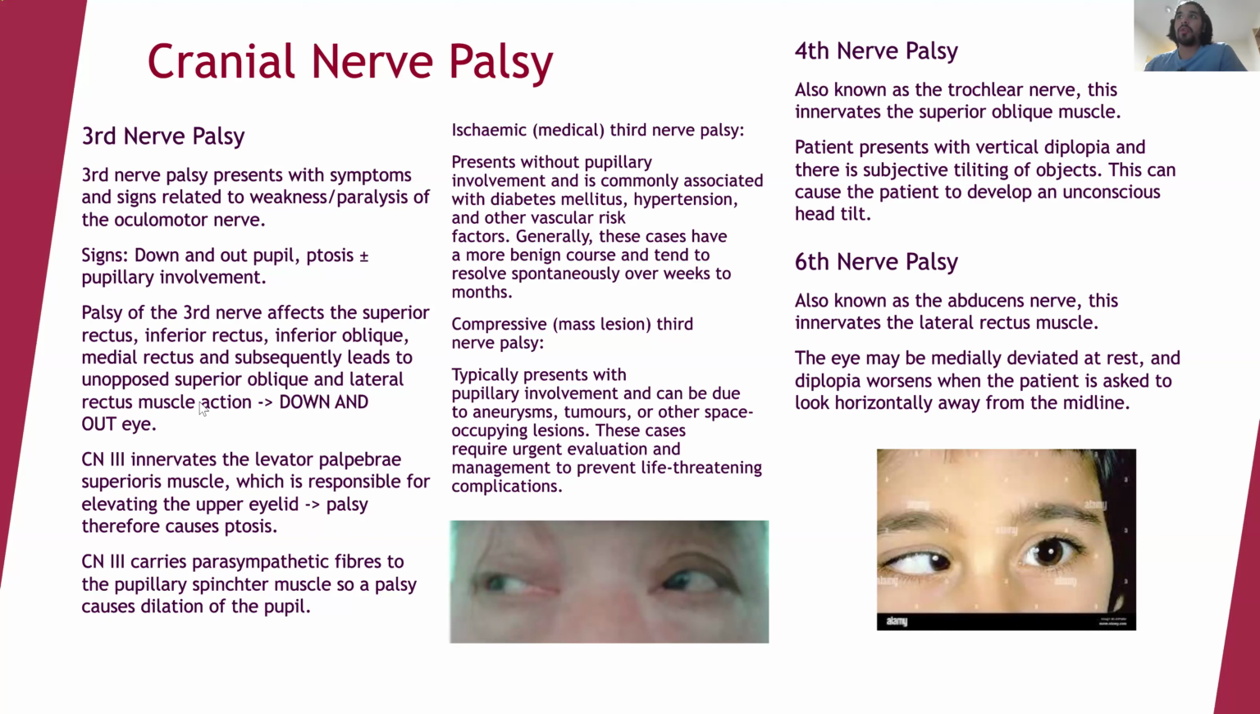Basically, if the oculomotor nerve is out, then the only ones that are going to work are the trochlear and the abducens. So you're going to get the eye going down and lateral, so down and out. You can also get ischemic third nerve palsy. This is without pupillary involvement, and it's usually patients with diabetes, hypertension, risk factors like that. These are more benign and just resolve spontaneously.